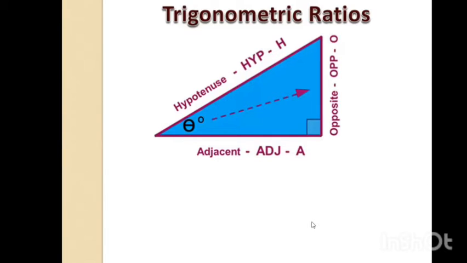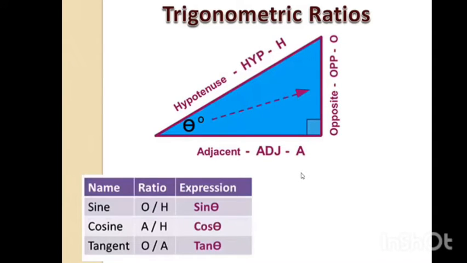So here a right angle triangle is given. The angle is taken here. So the perpendicular line is the opposite side here. The baseline is the adjacent side here. Opposite to the right angle is the hypotenuse here, right? So now we are going to see the formula for the ratios.